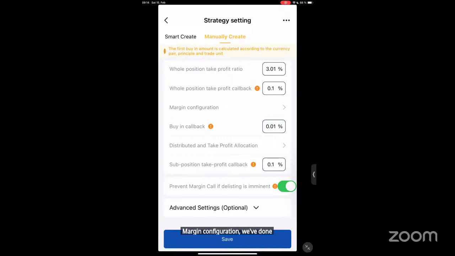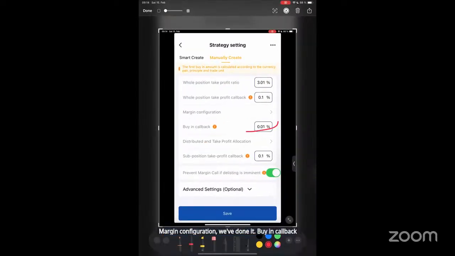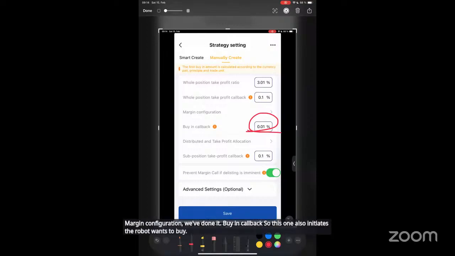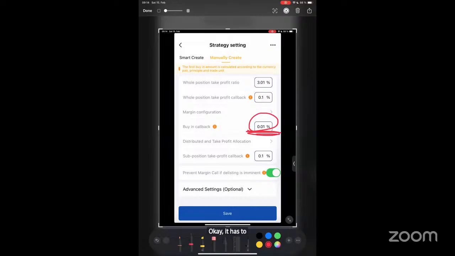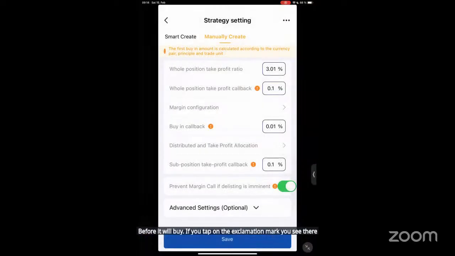Buy in callback. So this one also initiates when the robot wants to buy. Okay, it has to call the 0.01 from whatever price it is at before it will buy. If you tap on the exclamation mark, you see the information there for you.